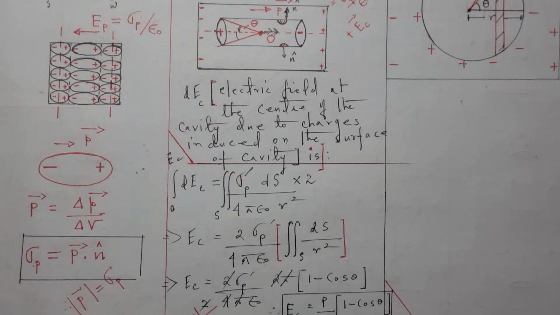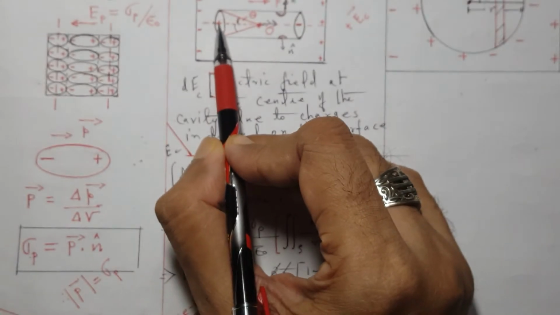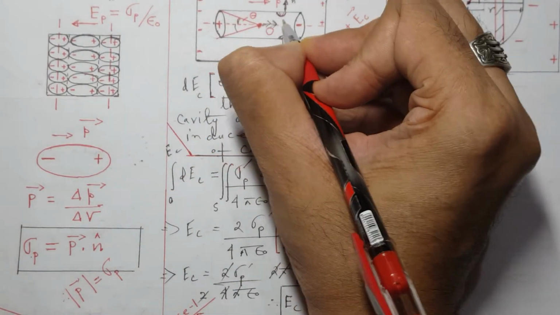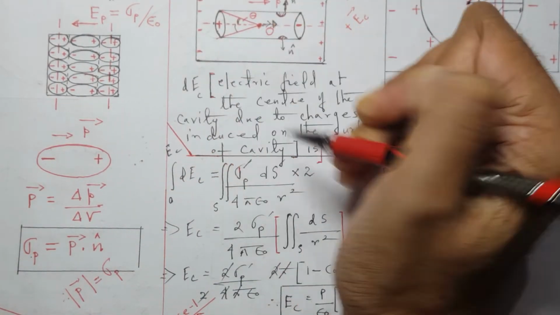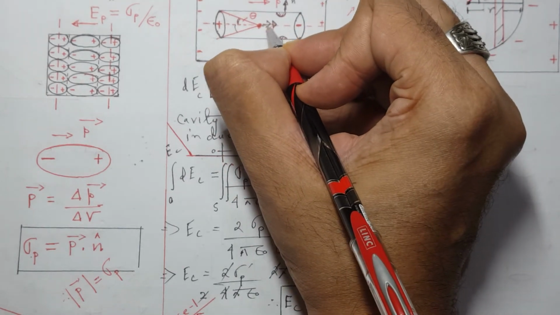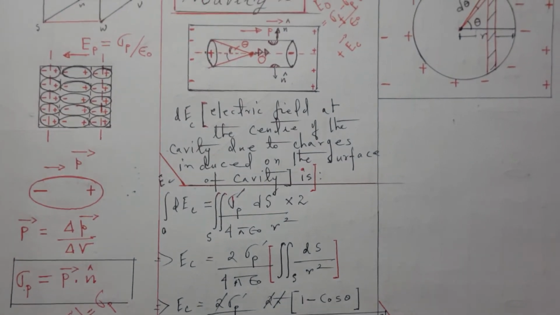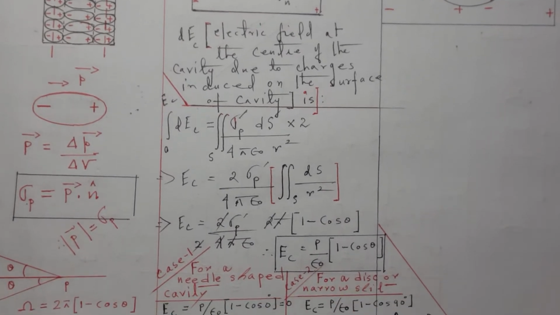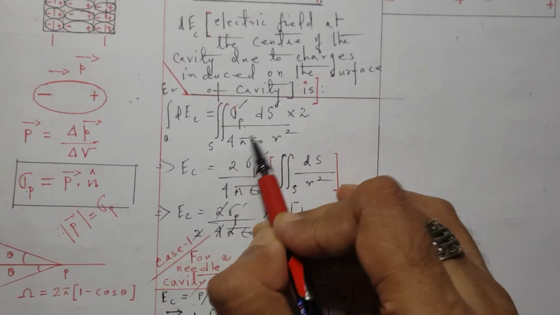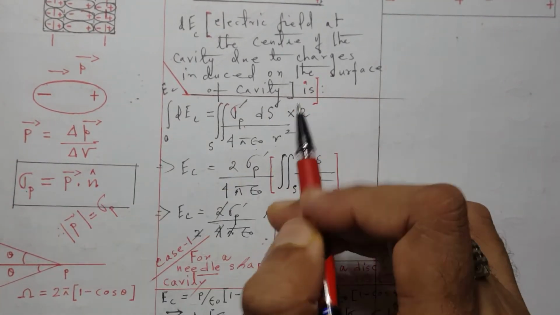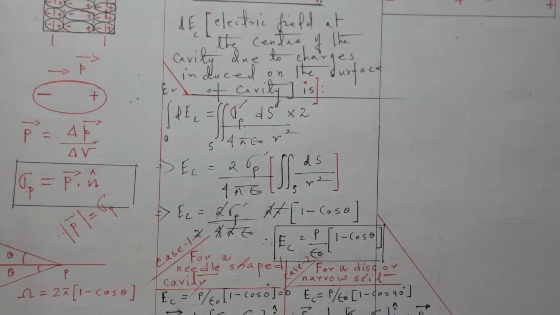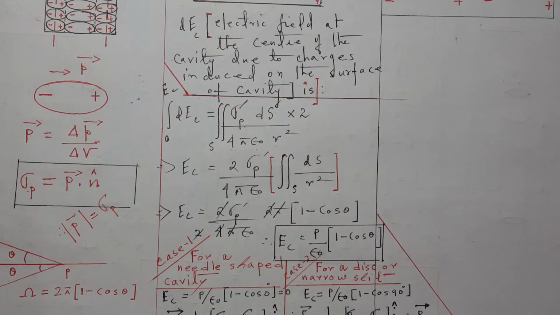So sigma P dash, and you can see that this positive charge will create an electric field in this particular direction, and this negative charge will also create an electric field in this particular direction, from the very definition of electric field as we already know. So now what we can say is dE_C is sigma P dash ds by 4 pi epsilon 0 r square. Two surfaces are aiding each other in their contribution to the electric field, so into 2.